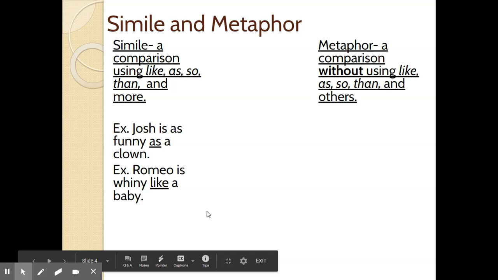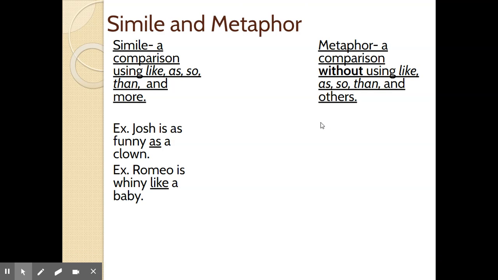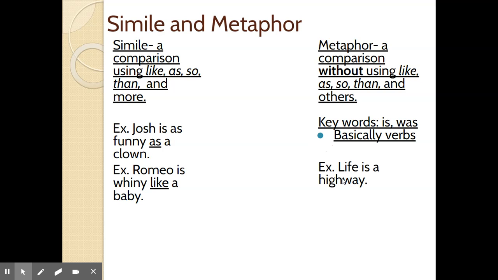A metaphor is a comparison without using like or as. So it's still a comparison. The keywords are is and was. It's basically just verbs. So example, life is a highway. It's a comparison. Life is not really a highway. That doesn't make any sense. What they're trying to say is life is very long, all right? And that's what they're comparing life to.